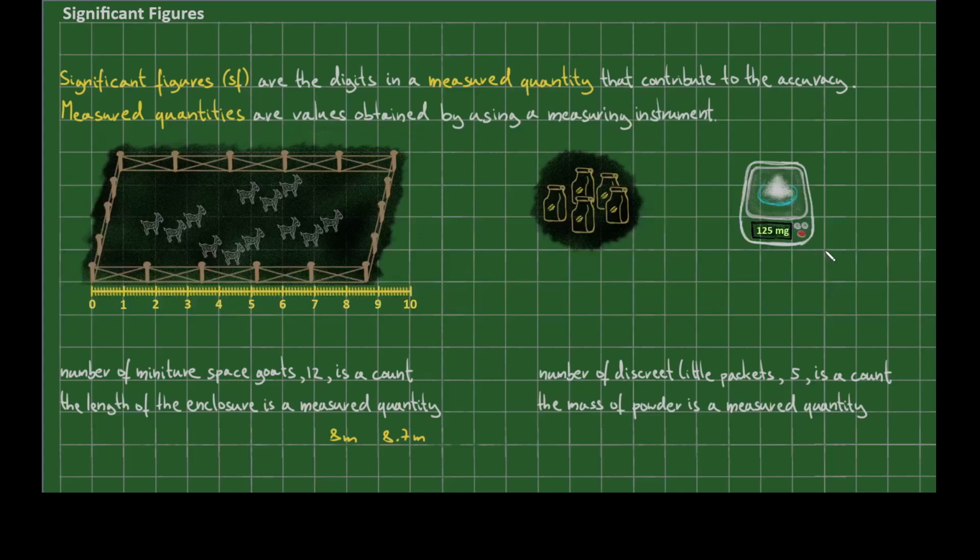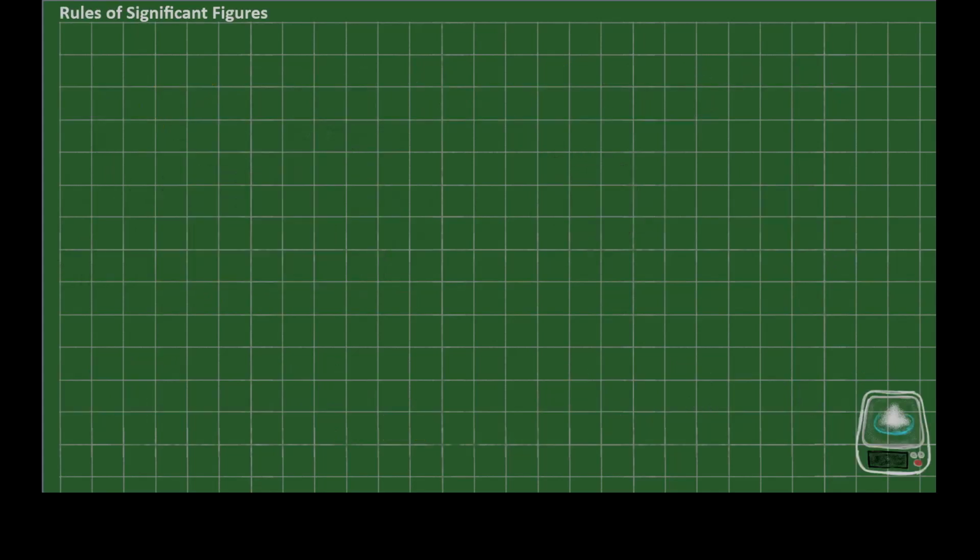It turns out that when it comes to reading, writing, and reporting of measured quantities, there are 5 rules that govern the significant figures. The first rule states that non-zero digits are significant. A value such as 274 has 3 significant figures. So the digit 2 is the first significant figure, the digit 7 is the second significant figure, and the digit 4 is the third significant figure.